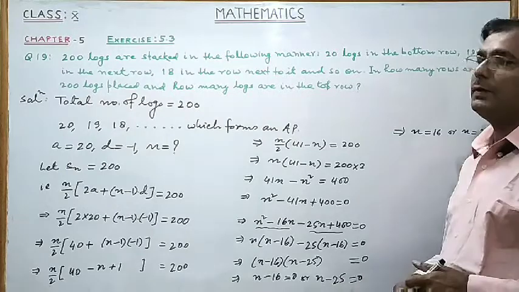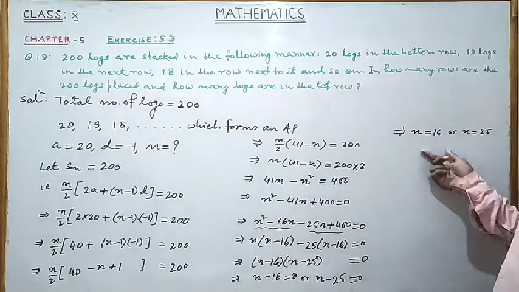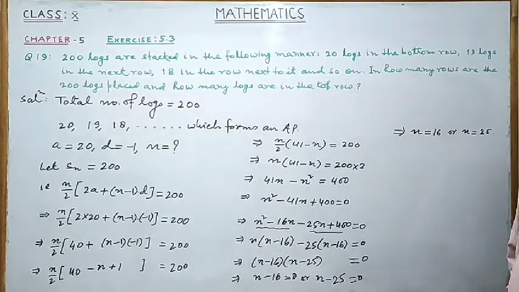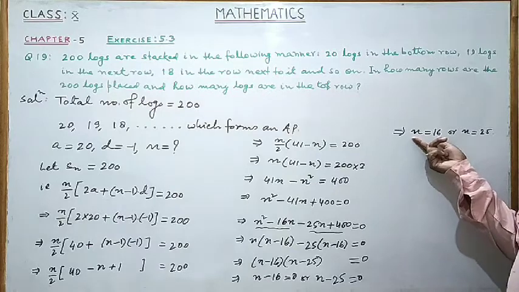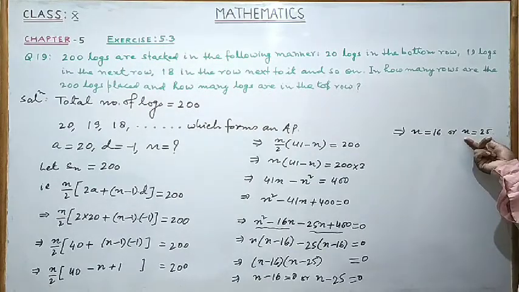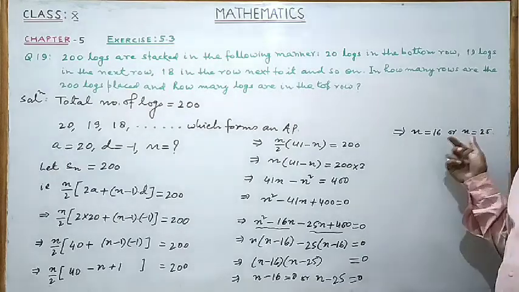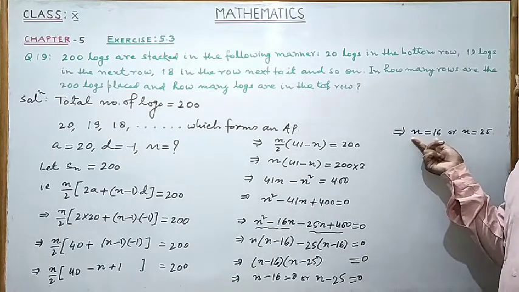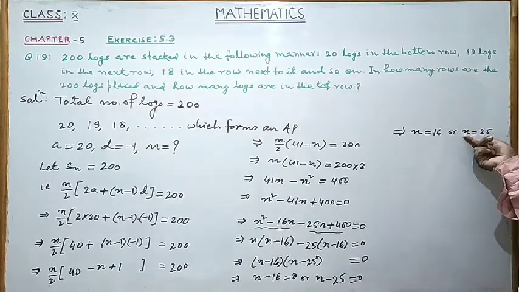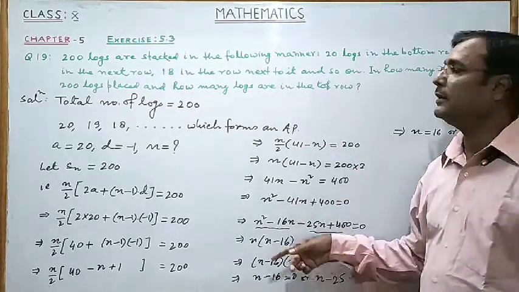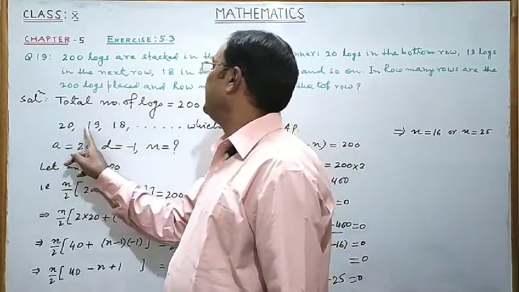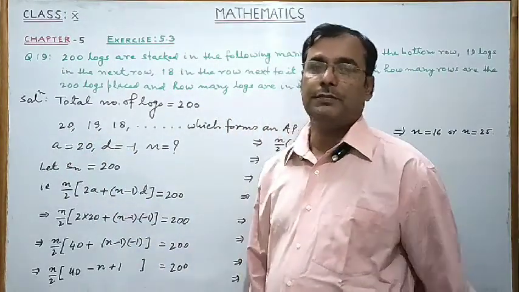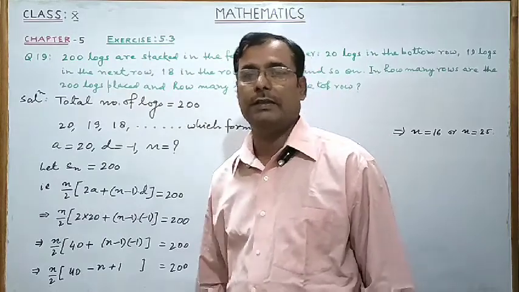So here we have got two values, n equal to 16 and n equal to 25. Therefore, 200 logs are stacked either in 16 rows or in 25 rows. But 200 logs cannot be stacked in 16 rows and also in 25 rows following the same pattern, 20, 19, 18 and so on. So we have to check which value of n is permissible here.